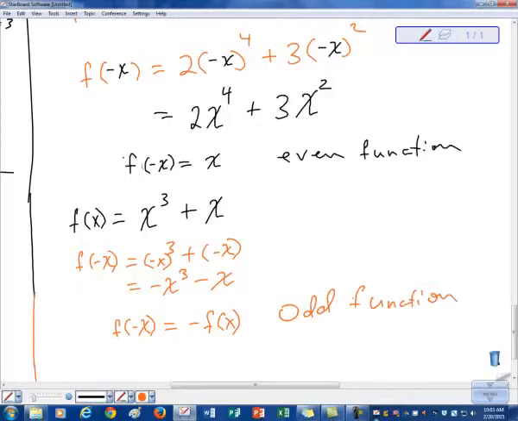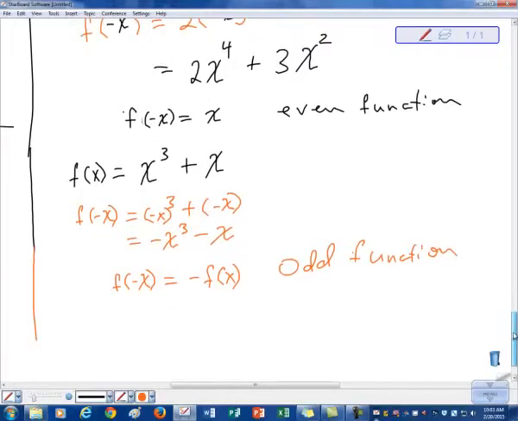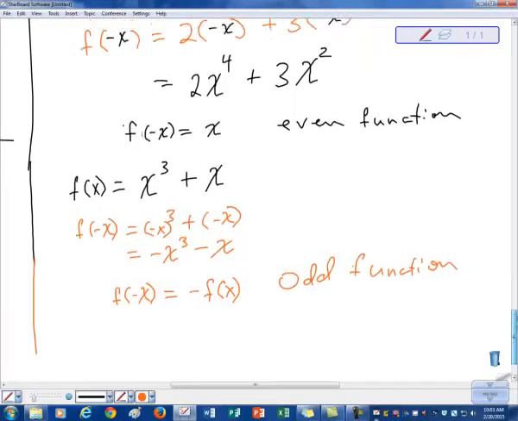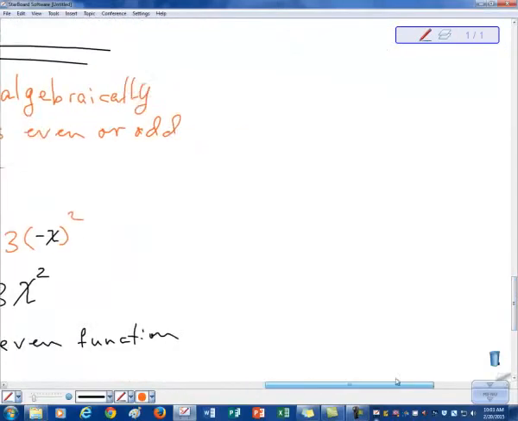And if you don't either get all the signs change or all the signs stay the same, then you would have neither. Okay. That is problem 5.